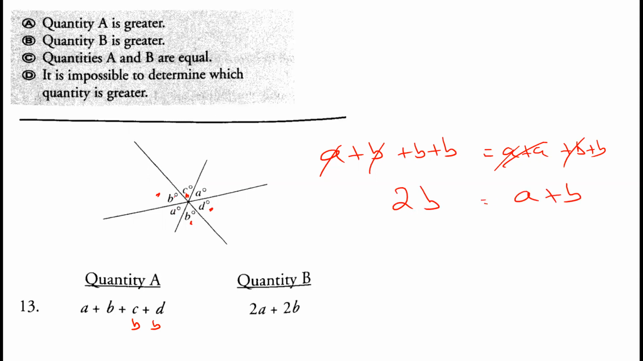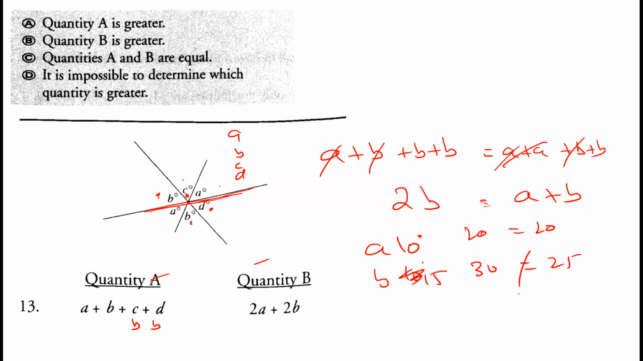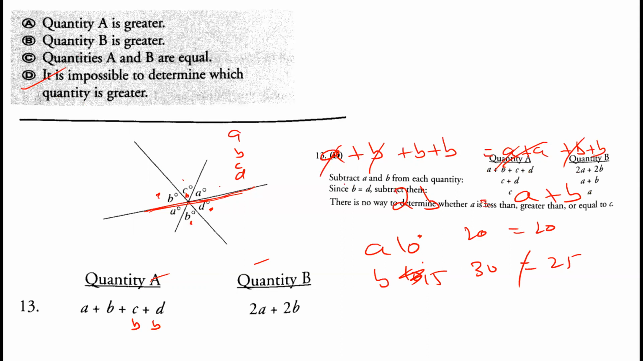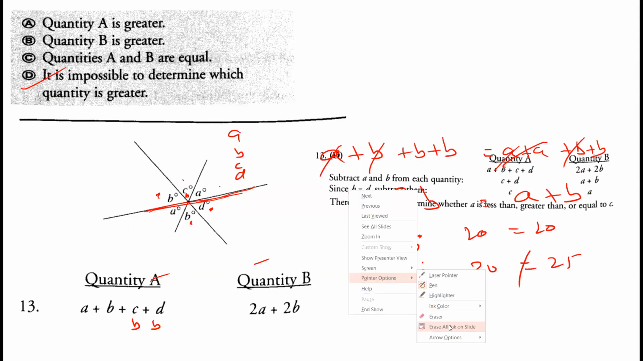Now A, B, C, and D, all of them should be less than 180. All of these angles should be less than 180, because in a straight line, B plus C plus A, in a straight line there is 180 degrees. So these two quantities can be equal if A is, let's suppose, 10 degrees and B is also 10 degrees. Then this would be 20 equals 20. Now let's suppose B is not 10 degrees, B is 15 degrees. So this would be 30 versus 25. That is obviously not equal. So we cannot determine which quantity is greater. So option D is correct.